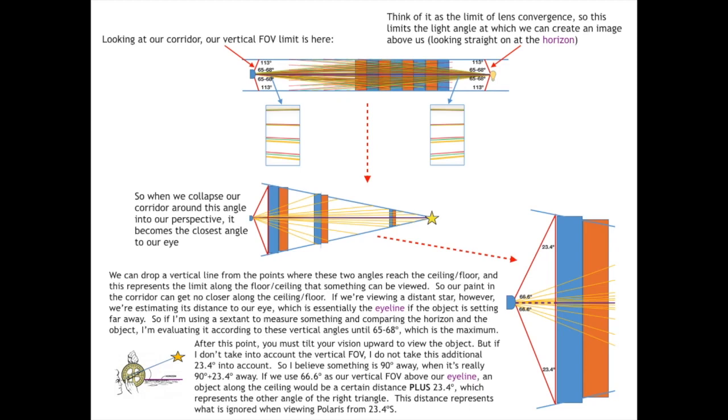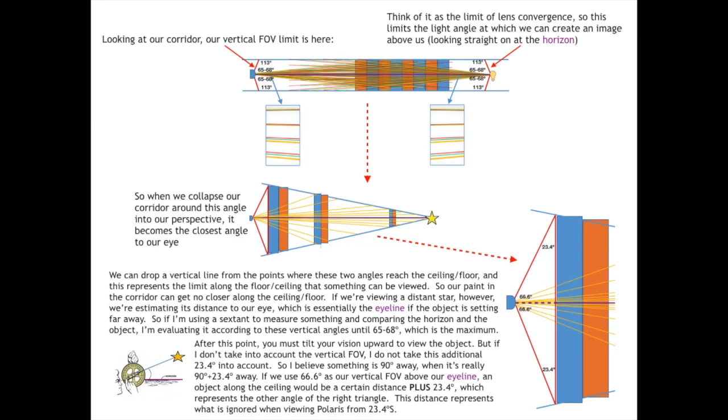But again, on a straight line view, we can still see an additional 23.4 degrees further. So again, our paint stripes that are attached to the ceiling or floor may limit there, but looking straight on at an object, we still get an additional 23.4 degrees of vision.